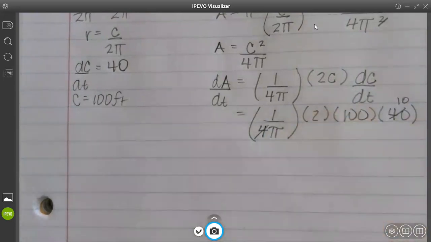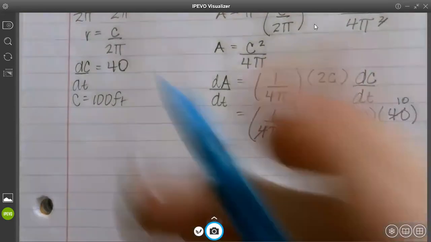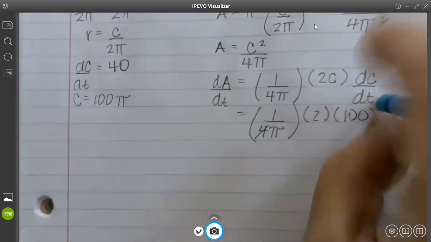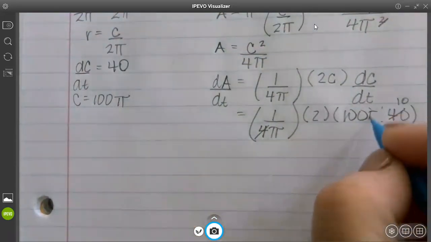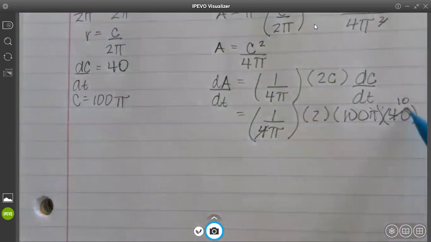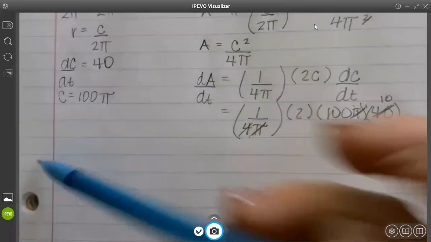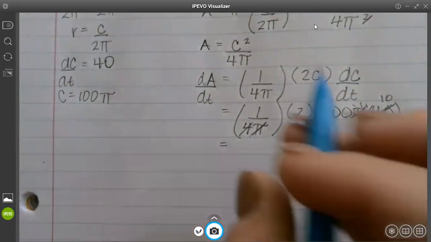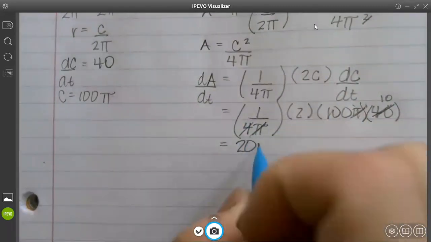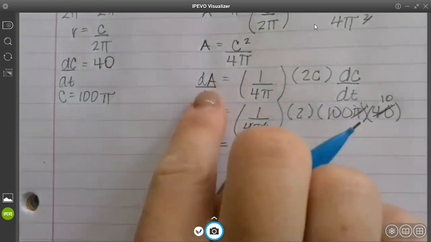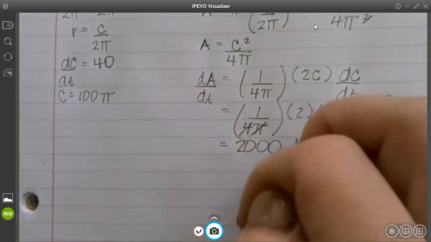What's 2 times 100? Sorry, yes. Thank you. I literally have that on my paper. All right. Took the 10 out so I could multiply. Also take the pi. I'm sorry, take the 4 out so I get 10. What's 2 times 100? Times 10 is? What are our units? We're dealing with area. Feet squared. Good.